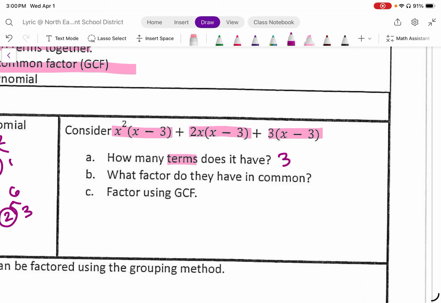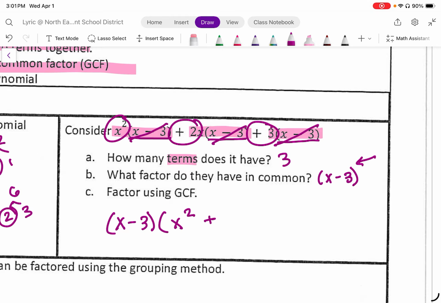What factor do they have in common? So looking at all of these terms here, what do they all have in common? I see that this has an x minus 3, so does this one, and so does this one. So the factor they have in common is x minus 3. Now it says factor using GCF. So what's their greatest common factor? It's that x minus 3. So if we were to divide out x minus 3 from all 3 terms, we would be left with x minus 3 times x squared plus 2x plus 3.